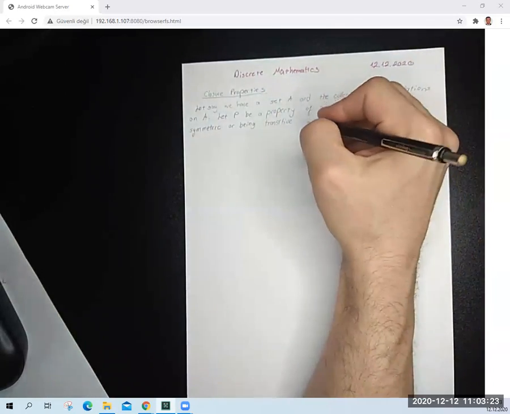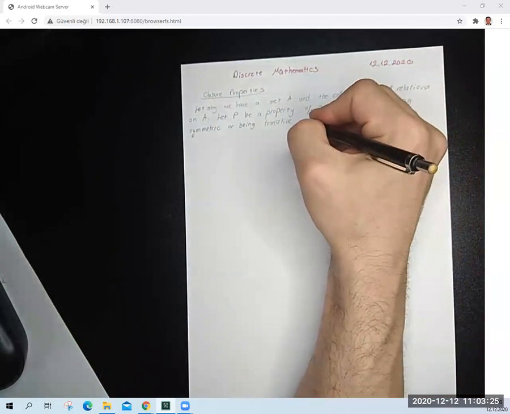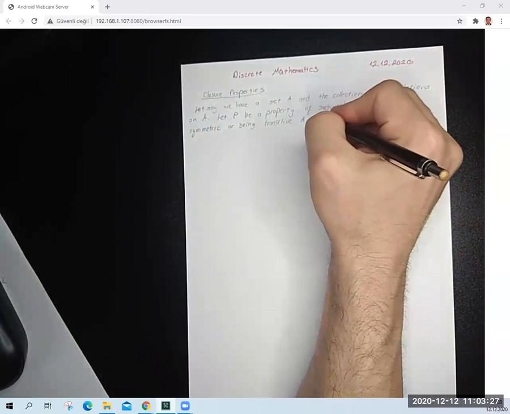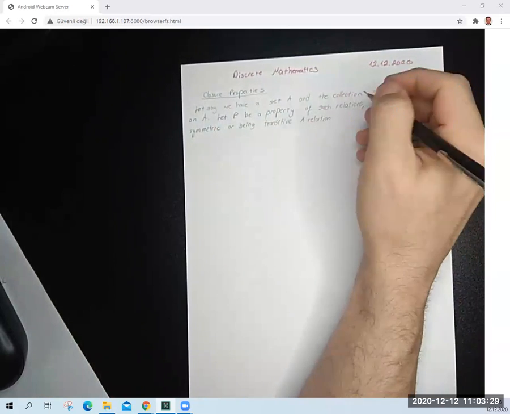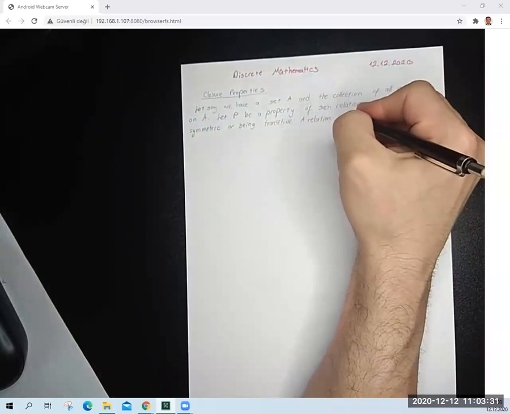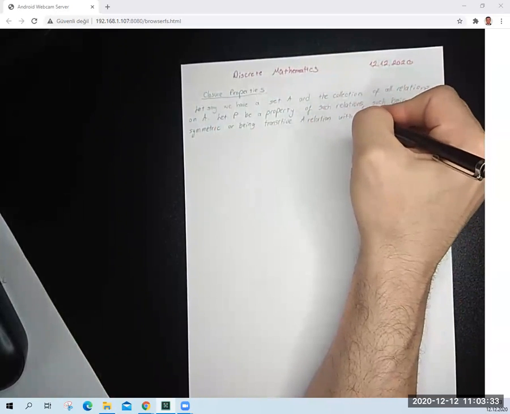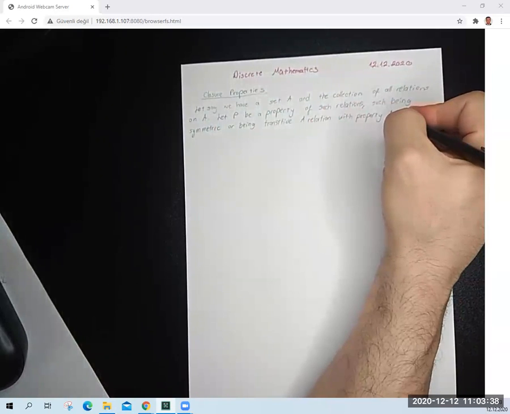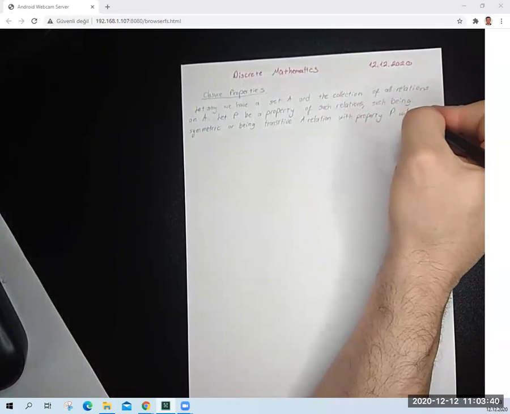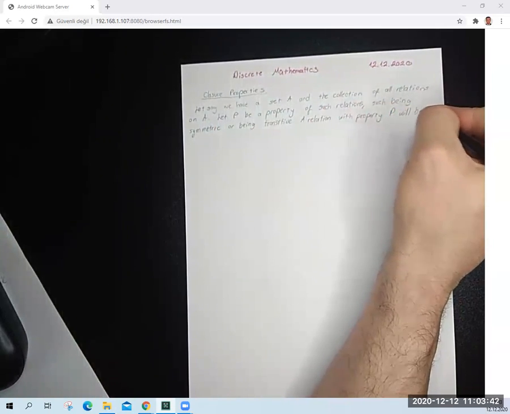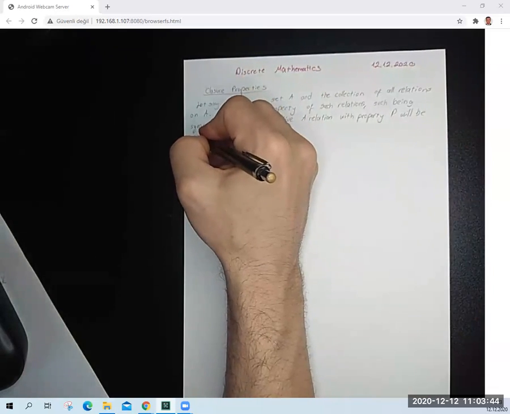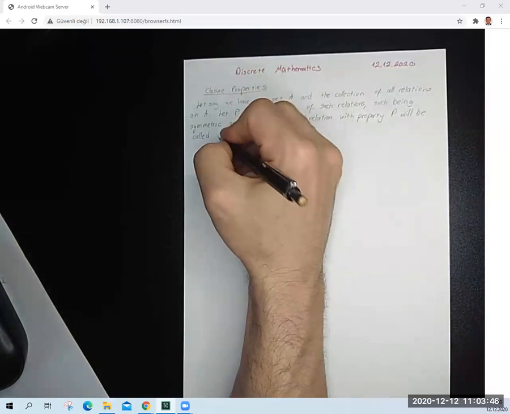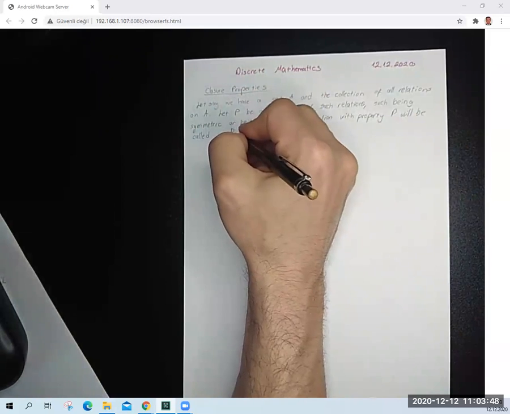A relation with property P will be called a P relation.